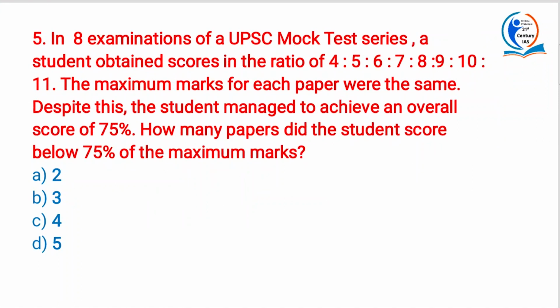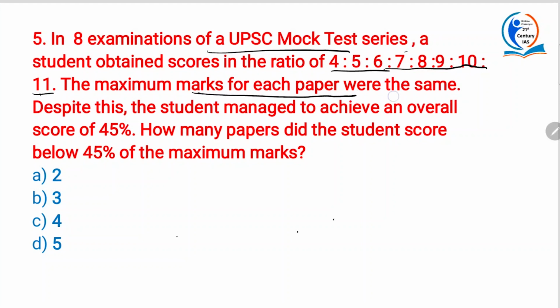Now, in 8 examinations of a UPSC mock test series, a student obtained the scores in the ratio 4 is to 5 is to 6 is to 7 is to 8 is to 9 is to 10 is to 11. The maximum marks for each paper were the same. That means he is improving. Despite this, the student managed to achieve an overall score of 45%. How many papers did the student score below 45% of the maximum marks?